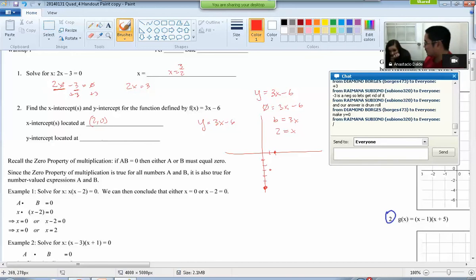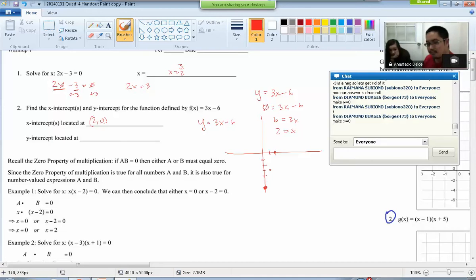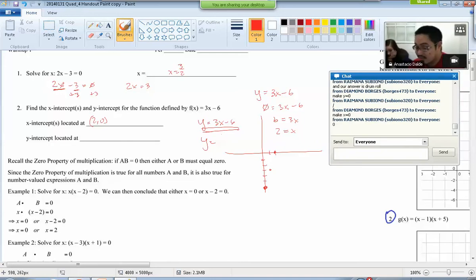There we go. And that's how I would find the x-intercept. How do I find the y-intercept? I'm not really going to cross the line. Make x equals 0. If you make x equals 0 in this equation, that becomes y equals 3 times 0, minus 6, so it's 0, comma negative 6. So to find the x-intercept, you make y equal to 0. To find the y-intercept, you make x equal to 0. Are we cool?